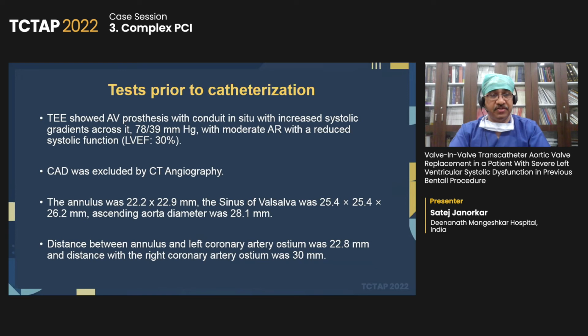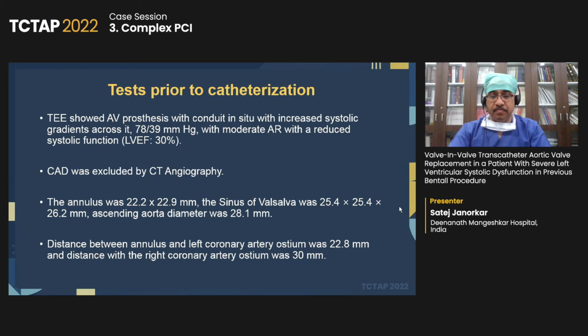CT angiography excluded coronary artery disease. The annulus was 22 minimum and 22.9 maximum. The sinus of Valsalva was 25, 25, and maximum was 26 millimeter. The ascending aorta diameter, at a distance from the prosthetic valve, was 28 millimeter. The distance between annulus and left coronary artery was reasonably okay, 23 mm, and distance from the right coronary ostium was 30 mm. So that was reasonably fine.